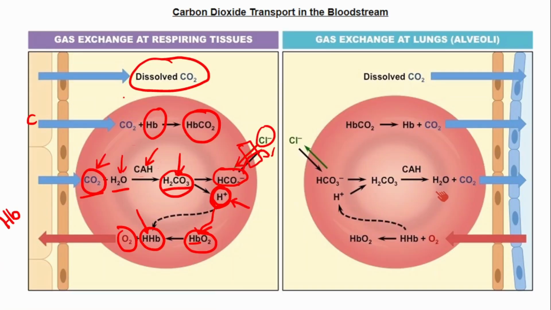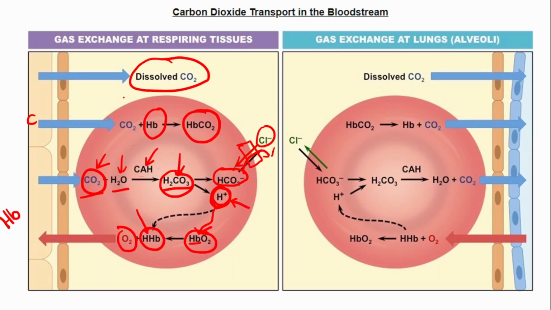And now let's follow this blood as it returns to the right side of the heart and is pumped into the pulmonary capillaries, arriving at the lung alveoli. This is the border of the alveolus, and this is the border of the capillary, or this is the capillary endothelial wall, we can say. Here, the partial pressure gradient is completely reversed compared to the gas exchange at respiring tissues.